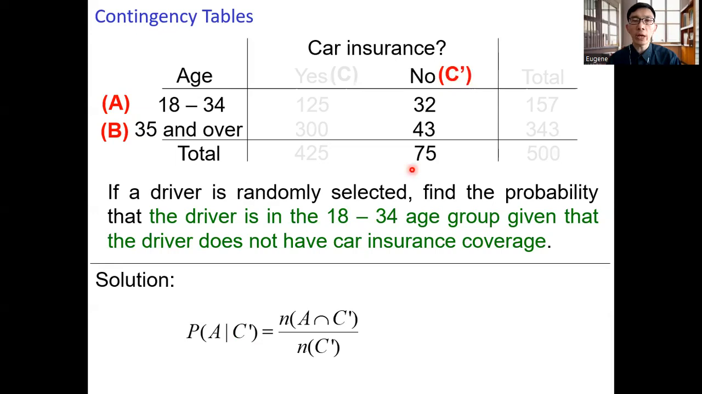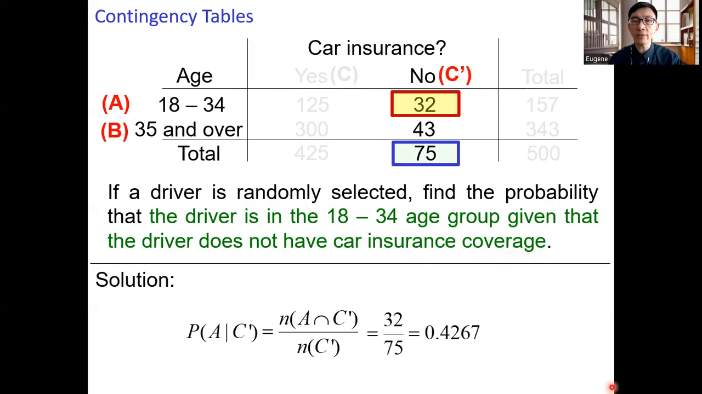So the number of drivers in this age group is 32 out of a total of 75 drivers. These 75 drivers are the condition that we are given, that the driver does not have car insurance coverage. So the desired probability is 32 over 75, which equals 0.4267.